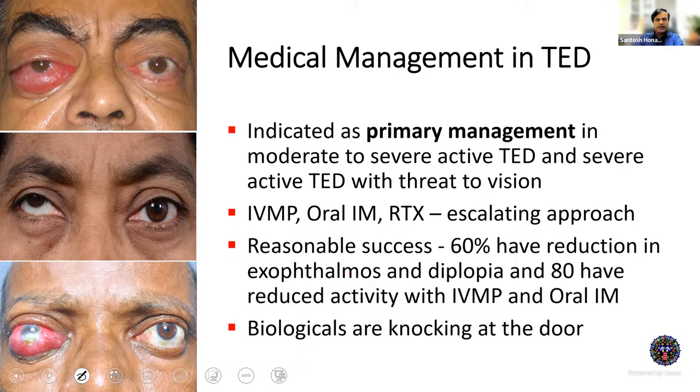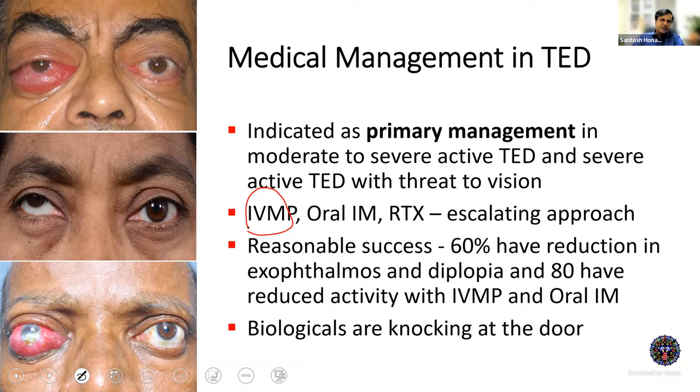intravenous methylprednisolone, oral immunomodulation, rituximab and currently teprotumumab are escalating in terms of how you use them. Start with IVMP, then add oral immunomodulation, mycophenolate mofetil or azathioprine or cyclosporine. Then if they don't respond or if they reactivate, then you have a scope to add rituximab or teprotumumab.